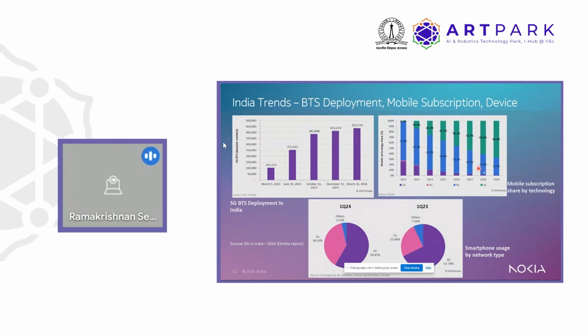On the right hand side is the mobile subscription share by technology, and like we saw in the previous set of slides, 2G and 3G are declining, and 4G and 5G are primarily taking over the overall space going forward from 2024, and eventually it would be ruled by 5G devices by 2029, the end of this decade.